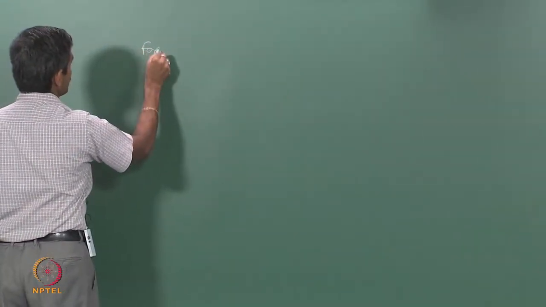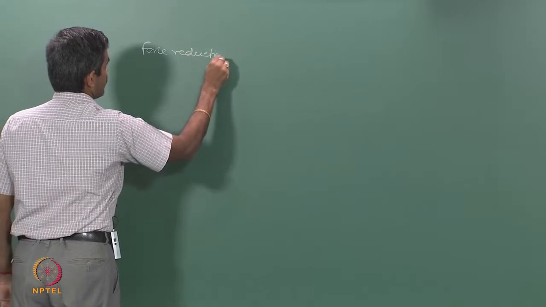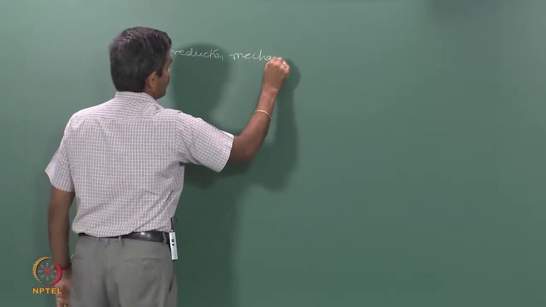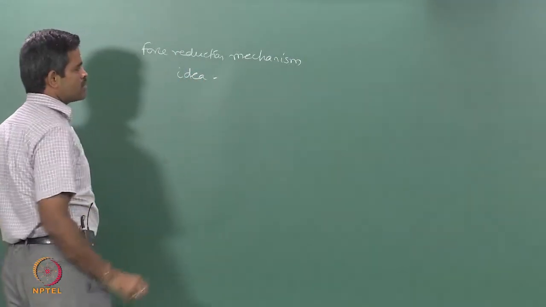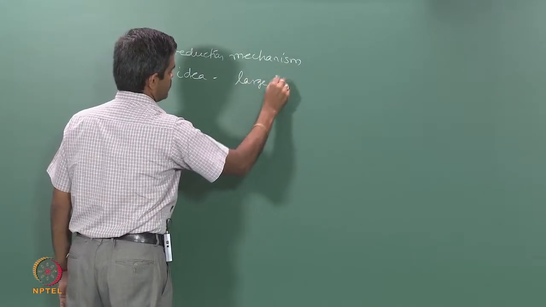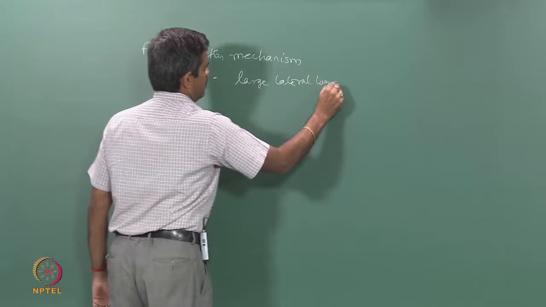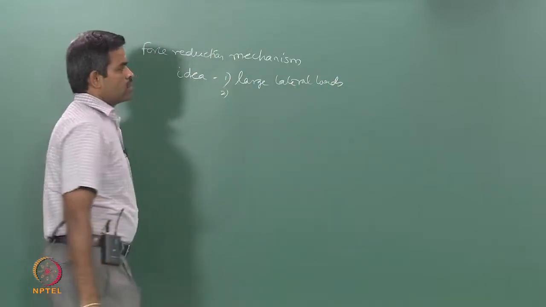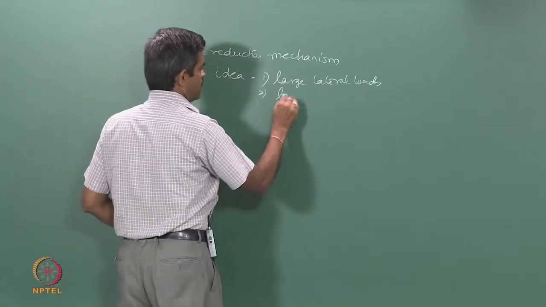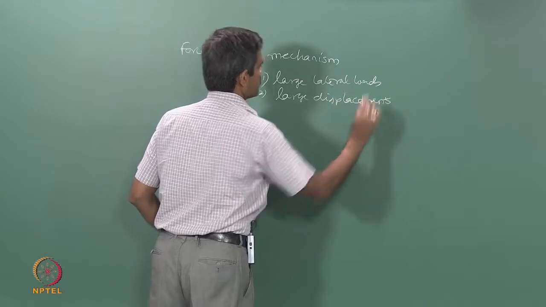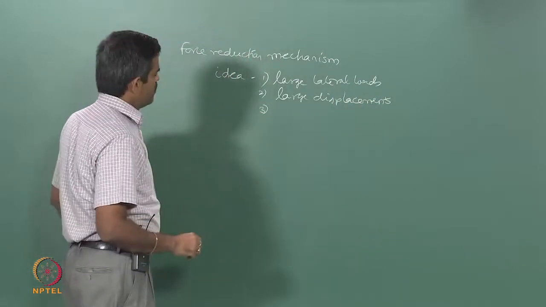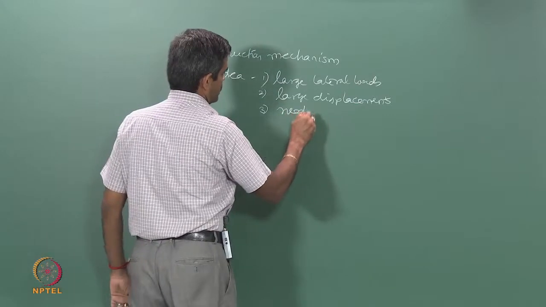Now, this is not a new idea. Force reduction mechanism is of course an idea which people have followed essentially when structures are subjected to large lateral forces. That is one case. Two, the lateral loads may be lower, but the structure has a large amount of displacements. Three, when the structure needs to remain elastic.